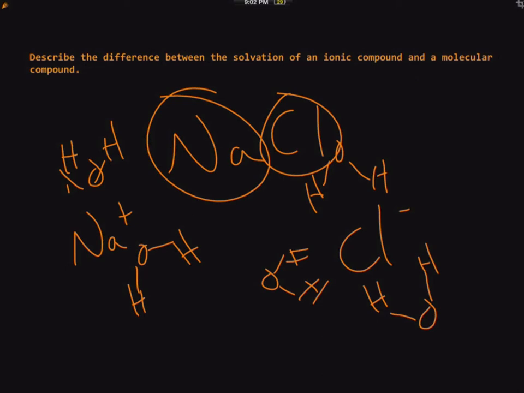In a molecular compound like a sugar, the sugar molecules, say sucrose or whatever it is, are separated from the other sugar molecules, but the individual bonds within that sugar molecule remain intact, which is why they don't conduct electricity. They are non-electrolytes.